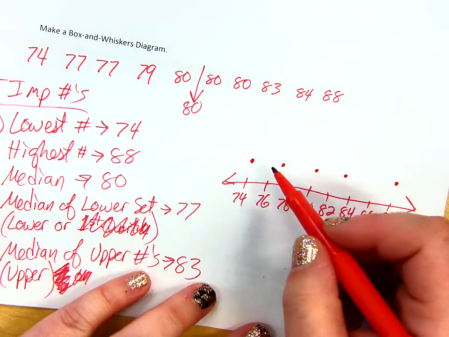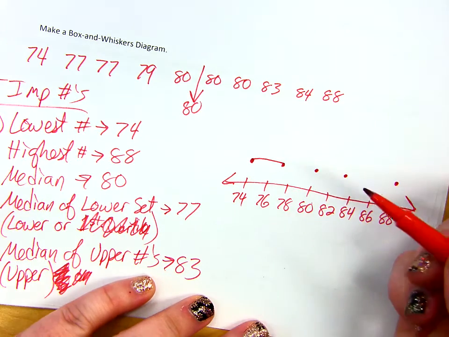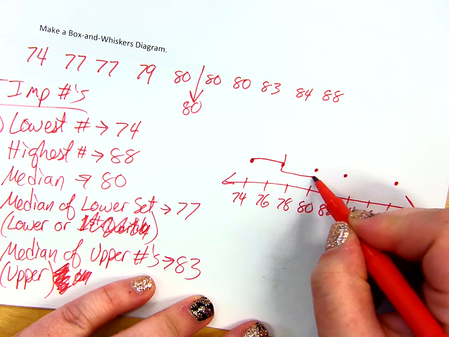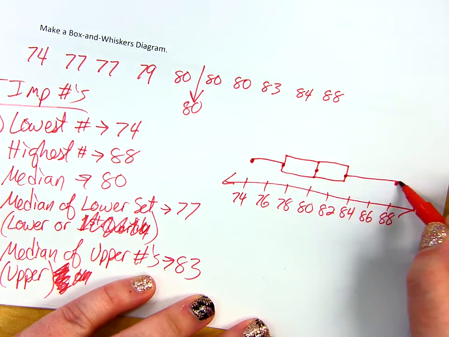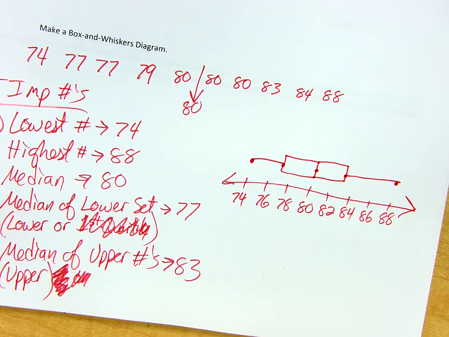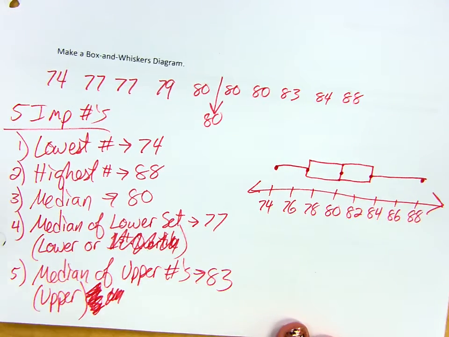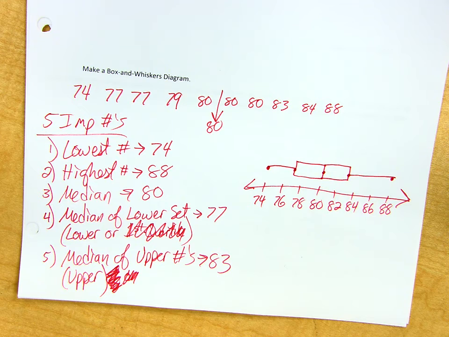So you make your first whisker, then you make a box, then you make another box, then you make another whisker. That's it. So if you can find the median of a set of numbers, you can basically make a box and whisker plot. That's all you need. 5 important numbers. You would just pop them on a number line, and then you just draw a whisker, a box, and a whisker.